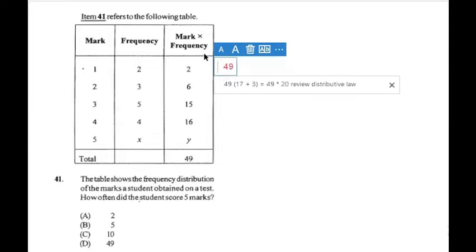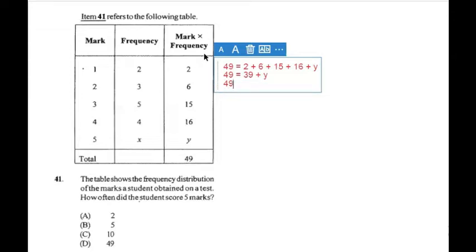So it will be 49 equal to 2 plus 6 plus 15 plus 16 plus y. The 49 is equal to 39 plus y, and solving for y, it will be 49 minus 39 equal to y. So therefore 10 is equal to y. So we now have the value for y.